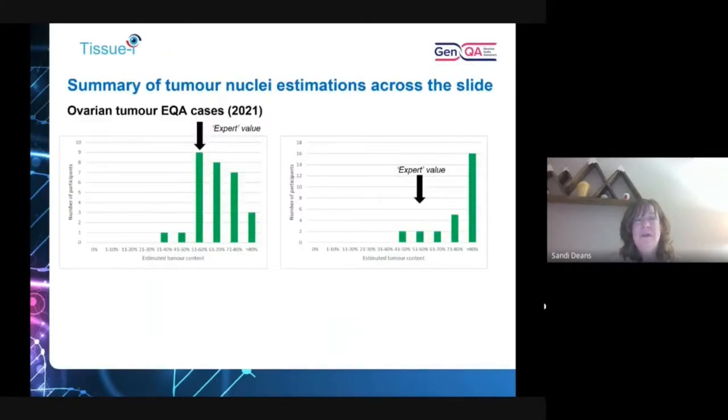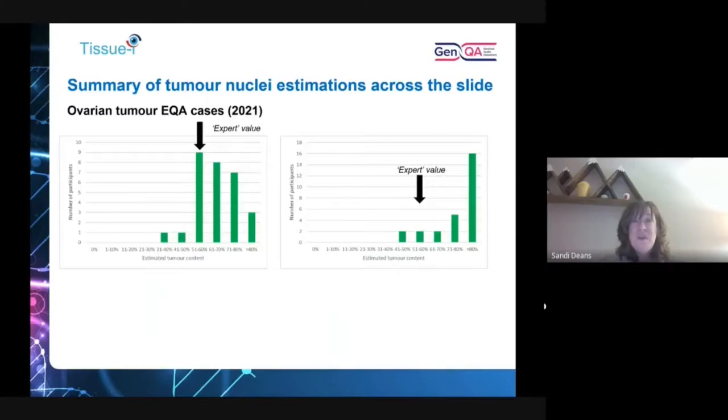So I've got a couple of graphs and results to show you now, which have been submitted from previous EQA runs. This is from this year's EQA run, which is 2021. These are the summary of tumour nuclei estimations across the whole tumour slide that is provided. So everyone is looking at exactly the same image and the tumour section for analysis.